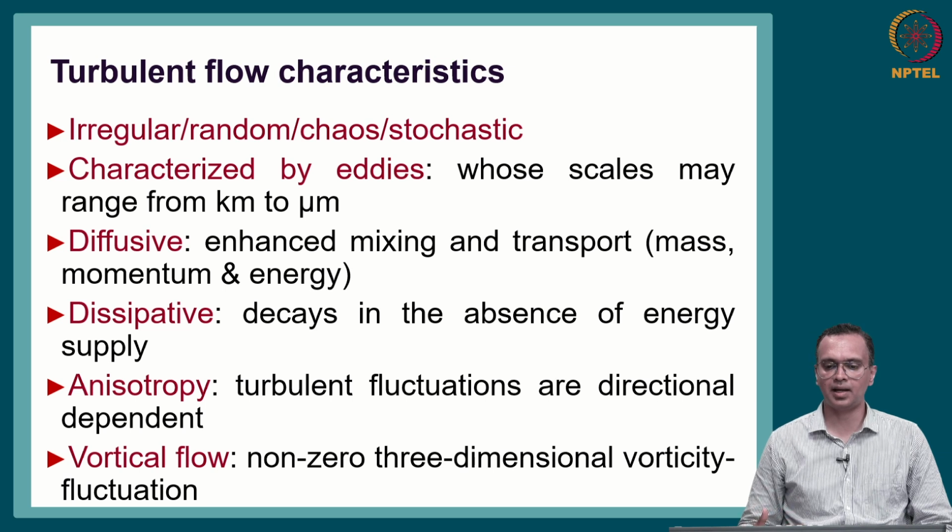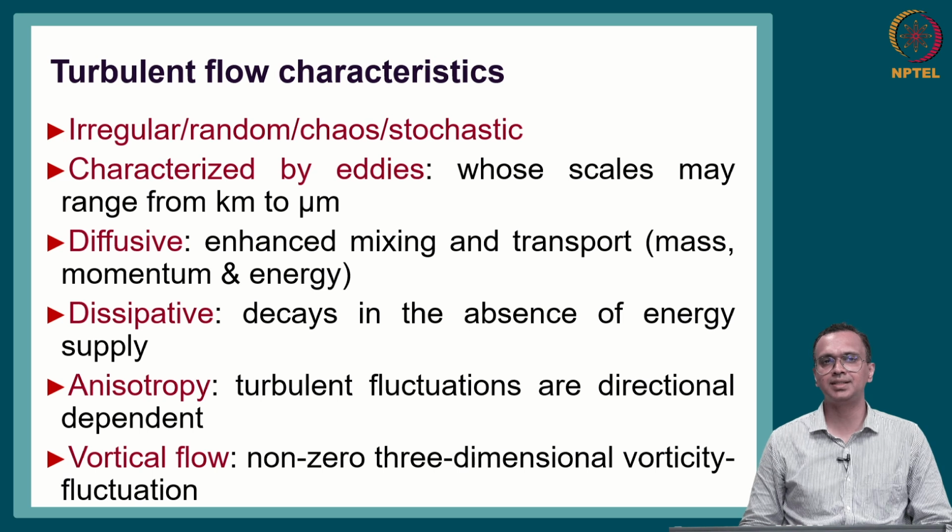These are the largely agreed characteristics of a turbulent flow. The first one, people say it's irregular, it's random, it's chaotic, or even a stochastic process. This is largely agreed. Even in layman's terms, people say turbulent flows are irregular and random. Okay, no extra explanation is required for this point.